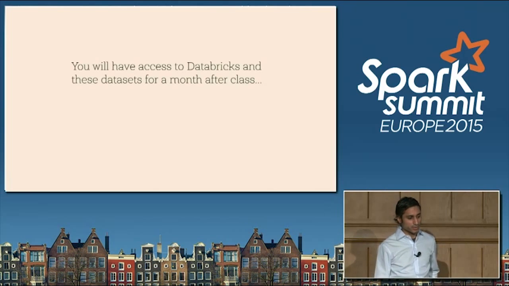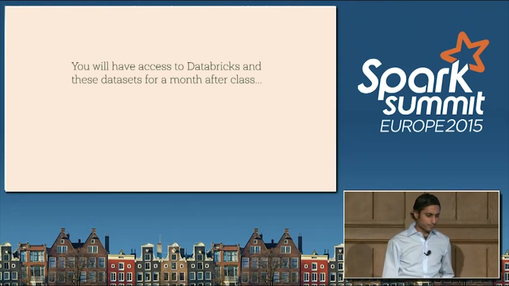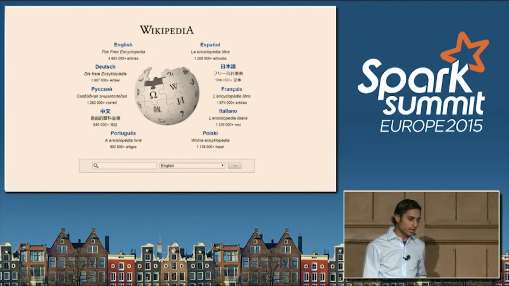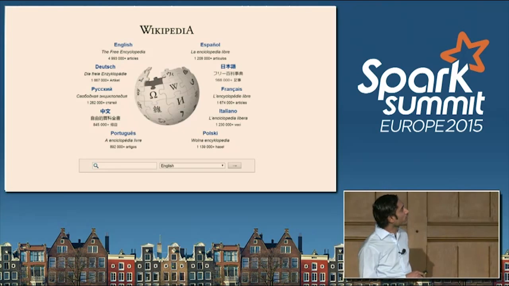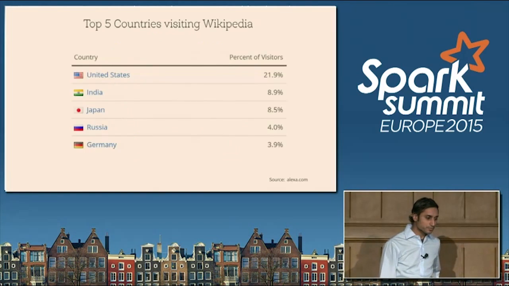I wanted to let you know that you'll have access to Wikipedia for about a month after class, so feel free to keep playing with the data sets. Notice that we only worked on English Wikipedia today, but there are some interesting different insights that can be discovered when you look at the other Wikipedias. For example, the Spanish Wikipedia has 1.2 million articles. The Polish one has 1.1 million articles, and we haven't even tackled those data sets yet.